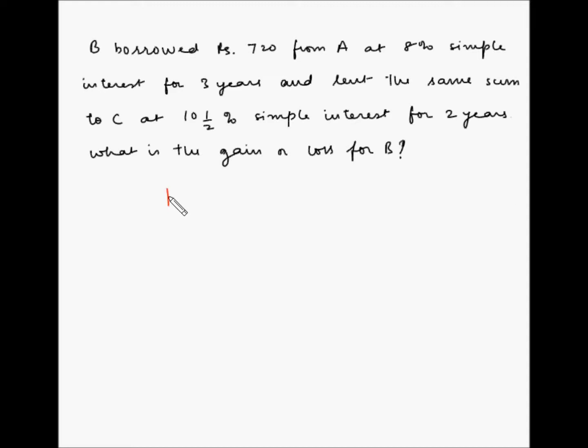So B borrowed rupees 720 from A. So the principal is 720 rupees and he borrowed this for 3 years. So first, second and third year. Now the rate is 8% per annum. So he borrowed this money at 8% per annum and then decided to give this same amount of money to C at a little higher rate of interest, which was 10.5%.